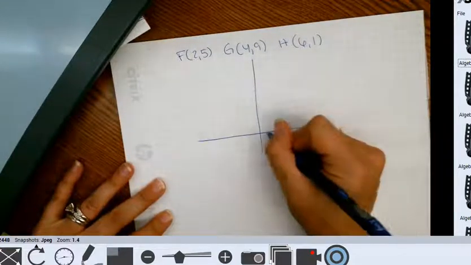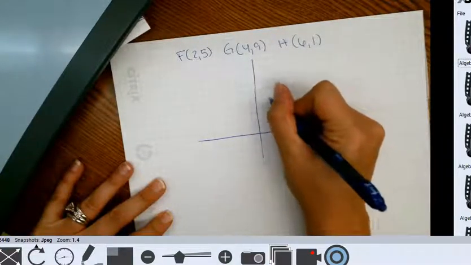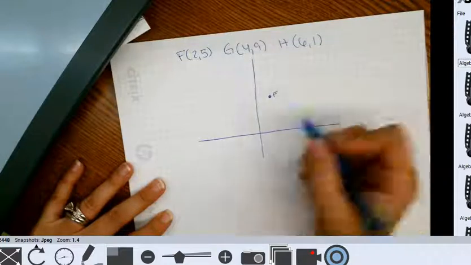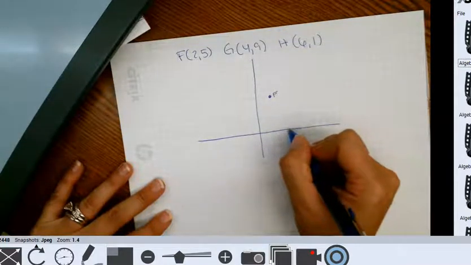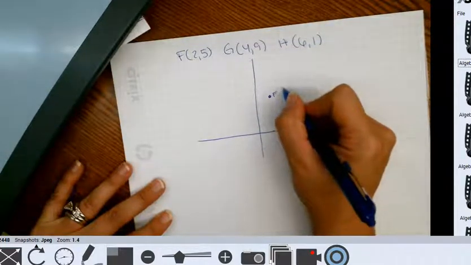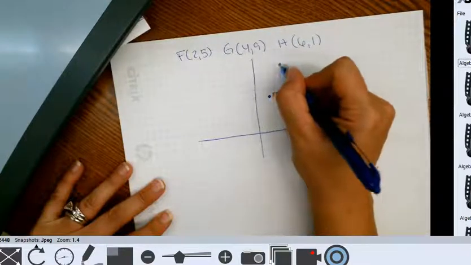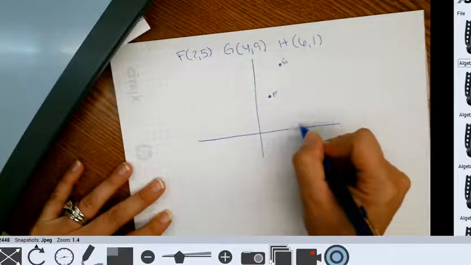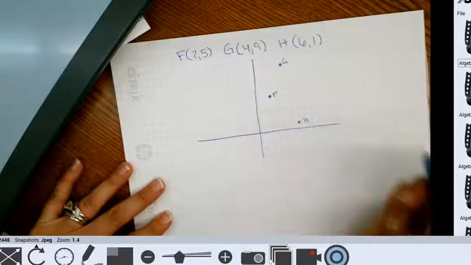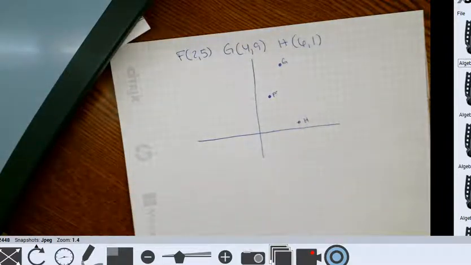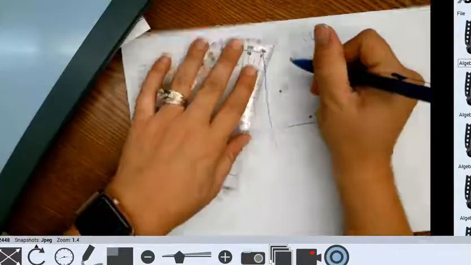One, two, 1, 2, 3, 4, 5. Get into the elevator before you go up or down. 1, 2, 3, 4. 1, 2, 3, 4, 5, 6, 7, 8, 9. 5, 6, 1. I'm going to need a straight edge.